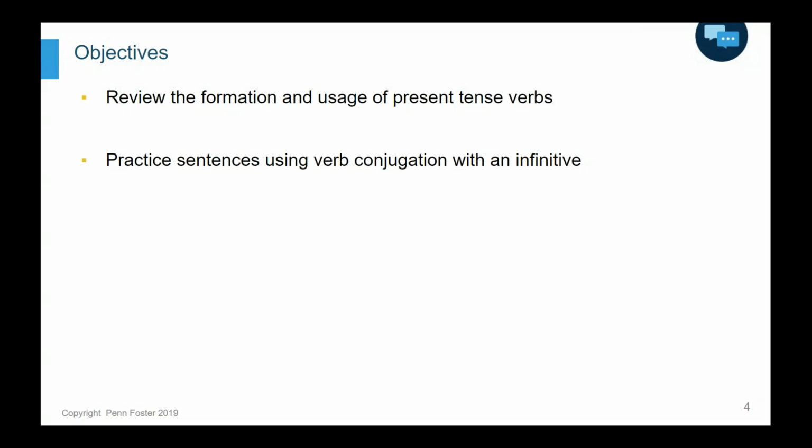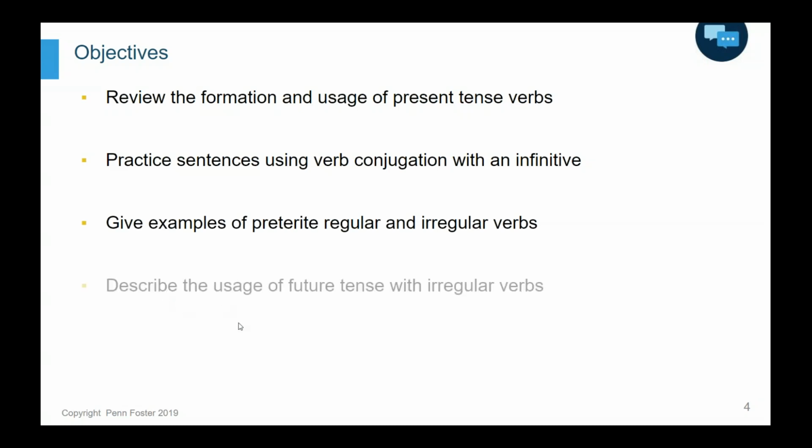So on today's objectives, we are going to cover 5 things. The first is to review the formation and usage of present tense verbs. Second, to practice sentences using verb conjugation with an infinitive. The third, give examples of preterite, which is one of the past tenses in Spanish, regular and irregular verbs in that tense. And fourth, describe the usage of future tense with irregular verbs, and then we'll follow up with any last-minute questions you may have.